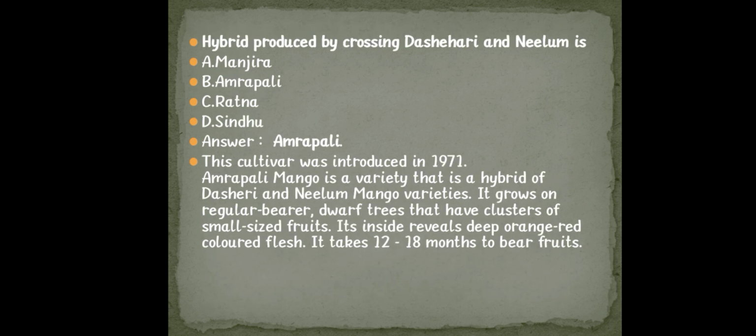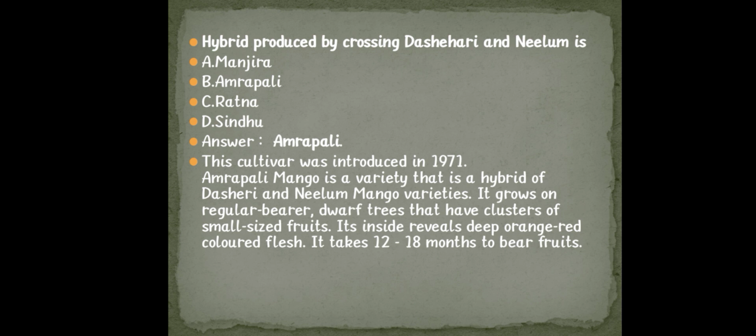Next: the hybrid produced by crossing Dashehri and Neelam is? Option one Manjira, second Amrapali, third Ratna, fourth Sindhu. And the answer is Amrapali. This cultivar Amrapali was introduced in 1971.